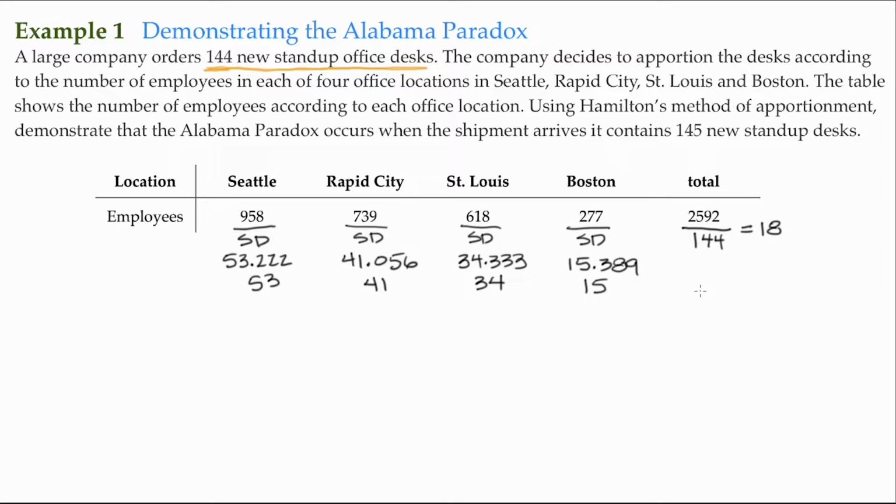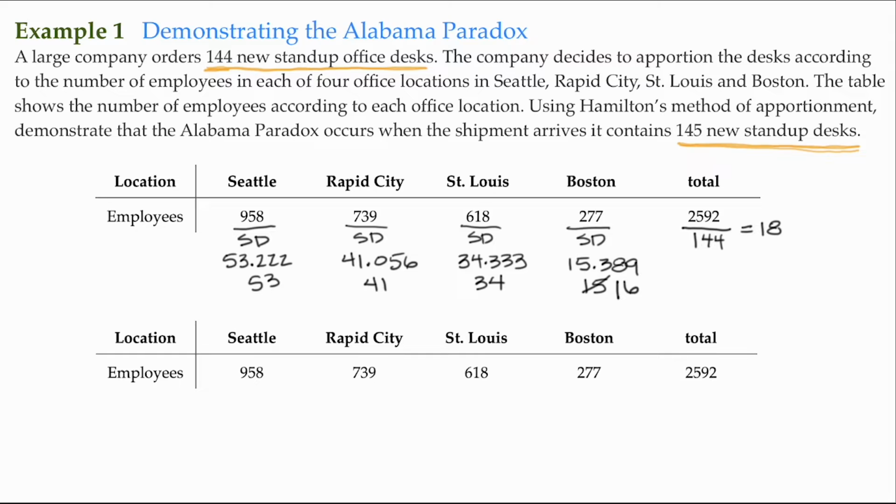So according to Hamilton's method, that desk gets apportioned to the standard quota with the largest fractional component, and that would be this one here in Boston, 0.389. So the extra desk gets apportioned here. So there's 16 here. So according to Hamilton's method, ordering 144 new stand-up office desks, Seattle will get 53, Rapid City gets 41, St. Louis gets 34, and Boston gets 16. However, when the shipment arrives, there's 145 new stand-up desks. So now they have to apportion the 145.